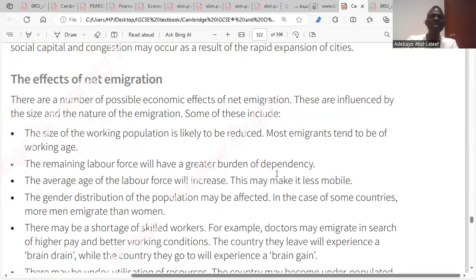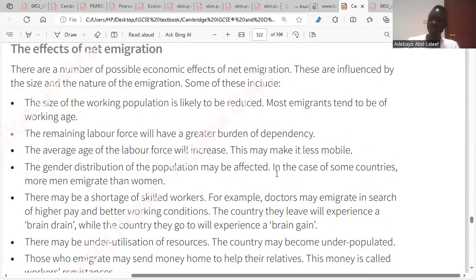So the effects of net emigration. There are a number of possible economic effects of net emigration. These are influenced by the size and the nature of the emigration. Some of these include: one, the size of the working population is likely to be reduced. Most emigrants tend to be of working age. So when people leave the country, what are the factors that influence the net emigration? One, it affects the working population because people don't leave a country.